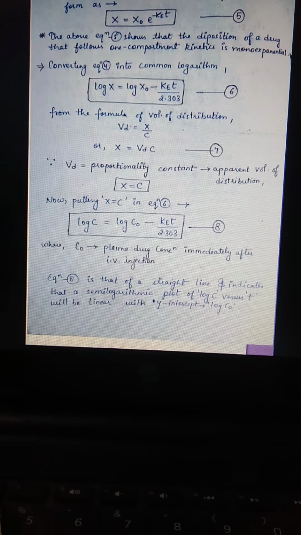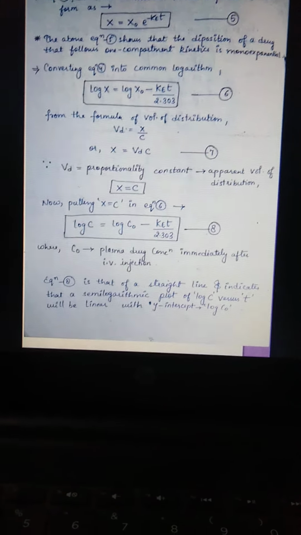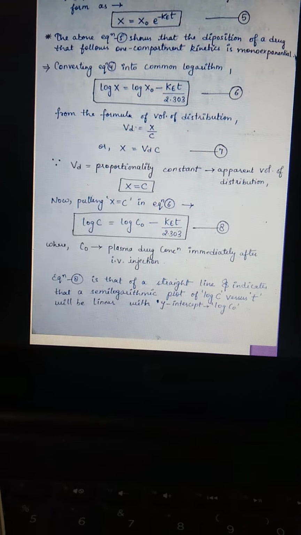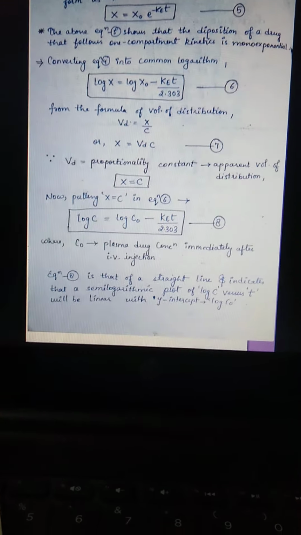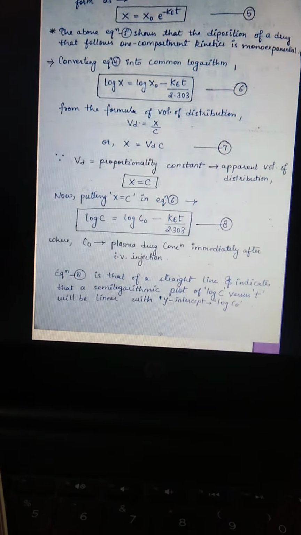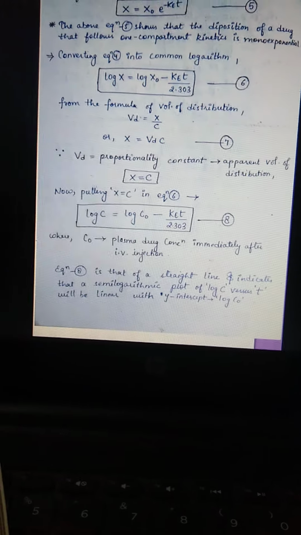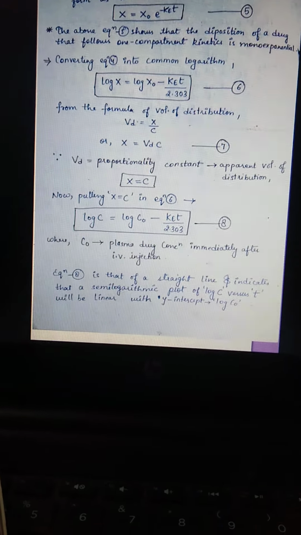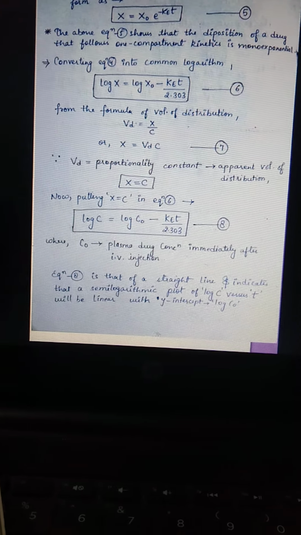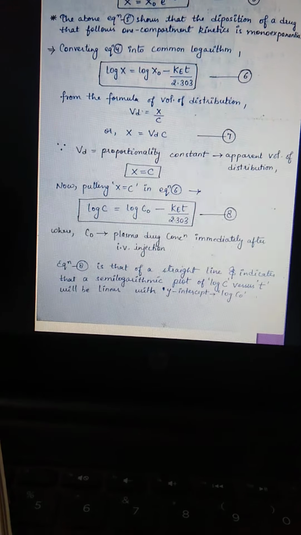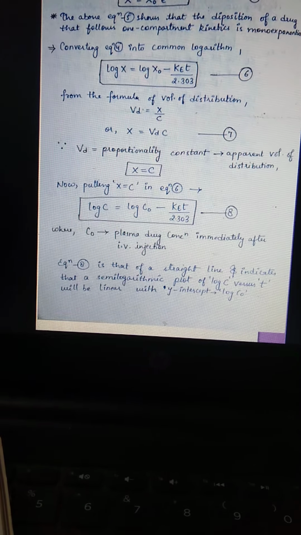So advantage is taken that there is a constant relationship between the drug concentration in the plasma and X. So thus X is equal to VdC, where Vd is known as the apparent volume of distribution. So here the equation we got, Vd is equal to X by C, and then we can put this equation in a concentration form.